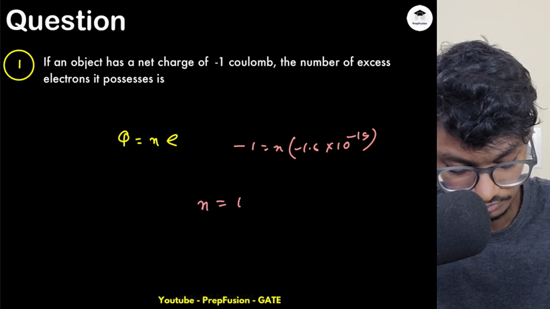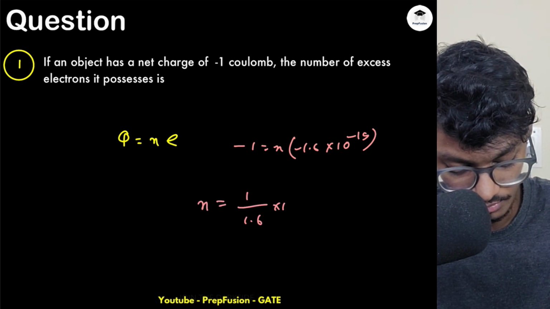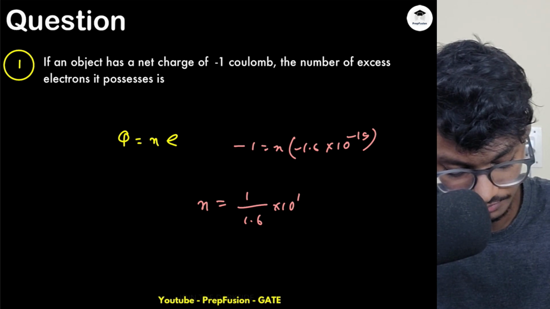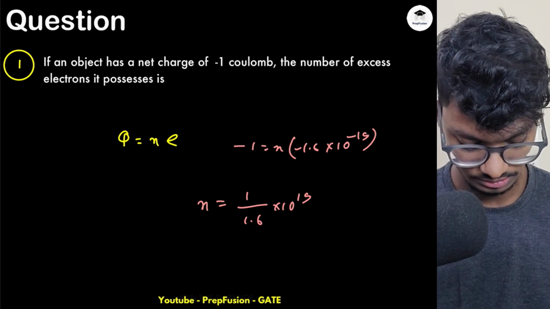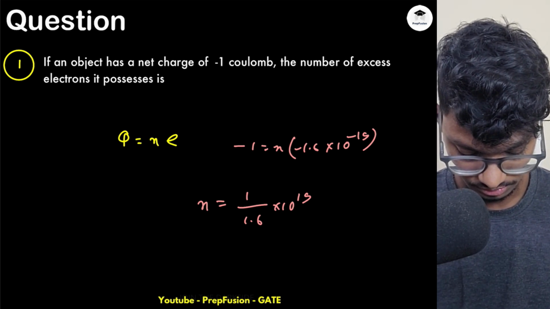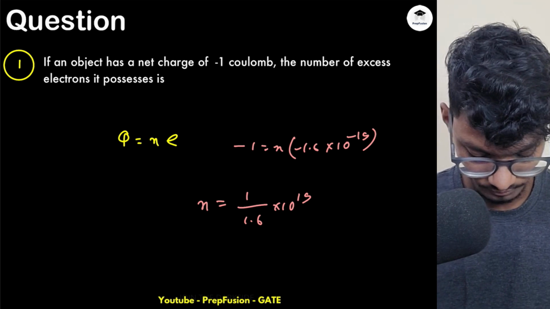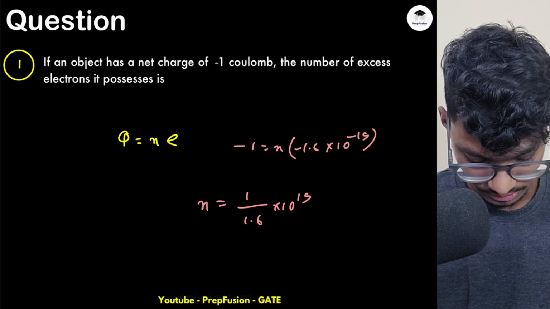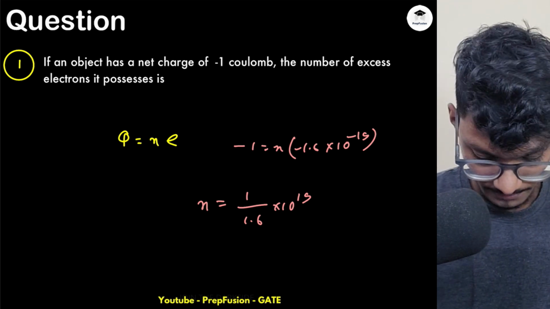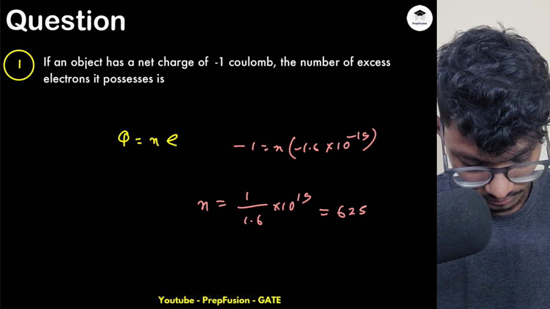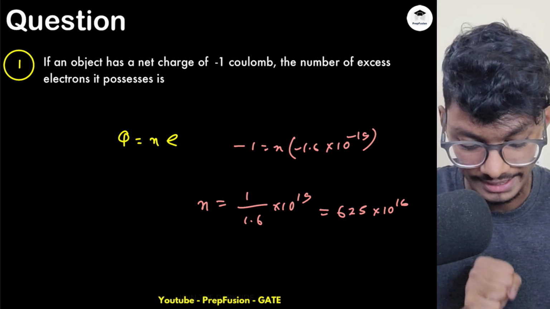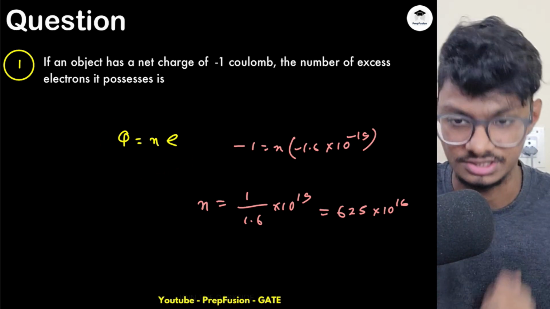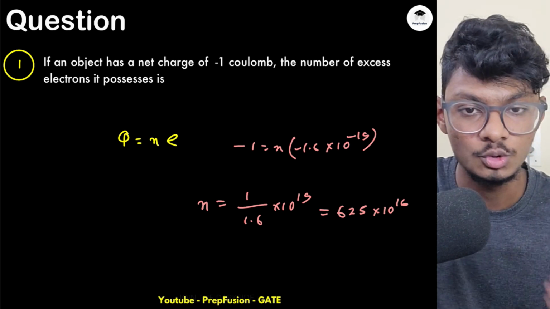So the number of electrons will be 1 divided by 1.6 into 10 raised to power minus 19. Let me quickly compute this. This will be 6.25 into 10 raised to power 18. This many electrons are in excess in that particular body if its net charge is minus 1 coulomb. Pretty simple, just to get you started.